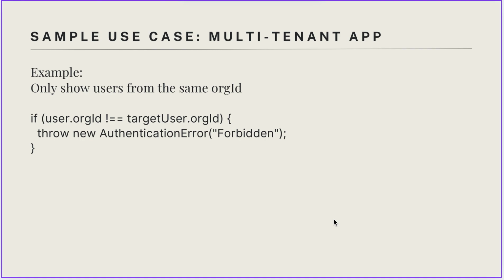Prevent horizontal access. Users should not access data across tenants. Comparing user.orgId to the requested data's orgId enforces this. This avoids leaking data across organizational boundaries.